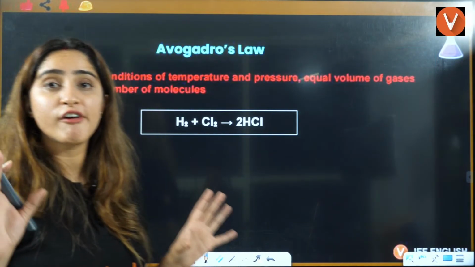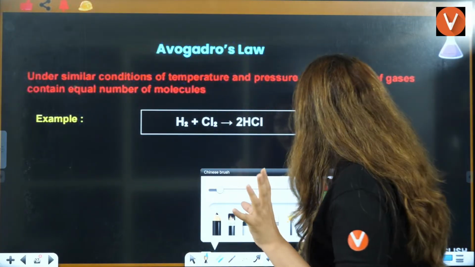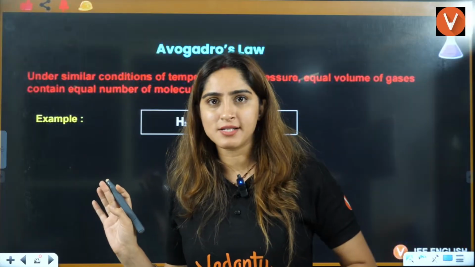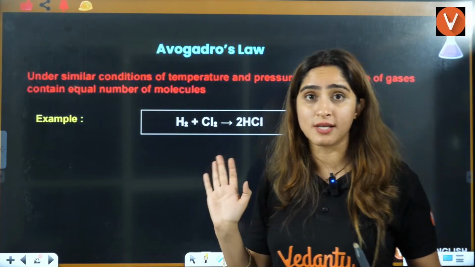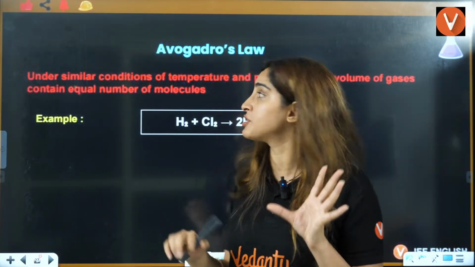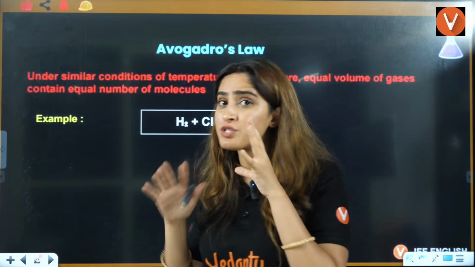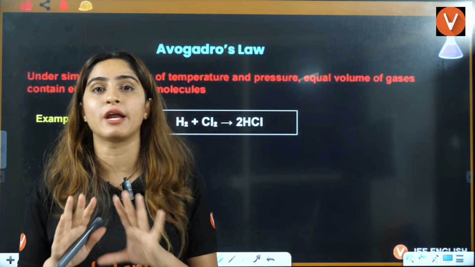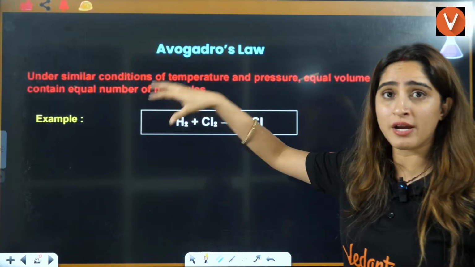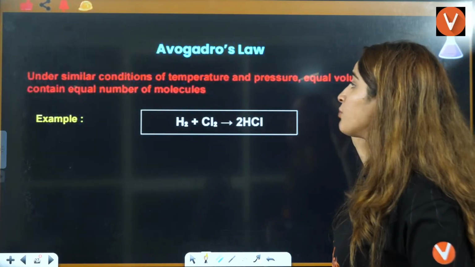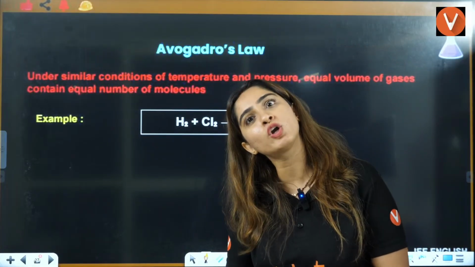Next is the fifth law, that is Avogadro's law, right? Avogadro's law, very interesting. He said that under similar conditions, that means if you have the same conditions of temperature and pressure. In Gay-Lussac's and Avogadro's, they are talking about same temperature and pressure. Avogadro states that if you have same temperature and pressure, equal volume of gases contain equal number of molecules. What do you mean by that?